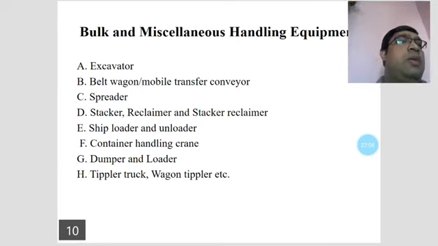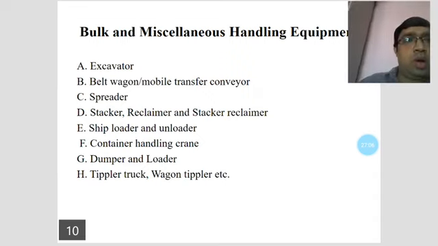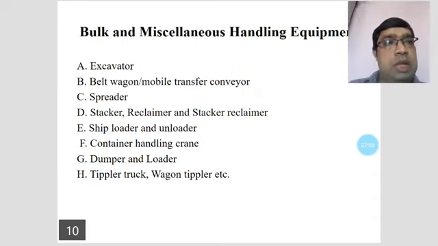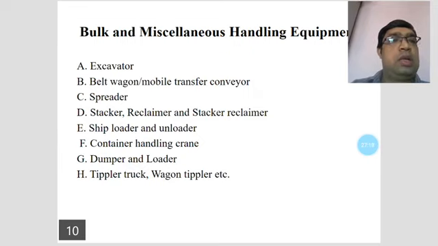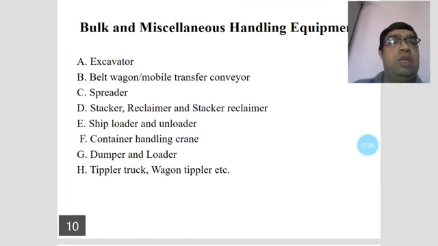Your equipment will be transferred from one place to another place. Portable conveyors will be used as mobile transfer conveyor equipment. And the spreader also will be used as a bulk materials handling equipment, under the miscellaneous materials handling equipment.